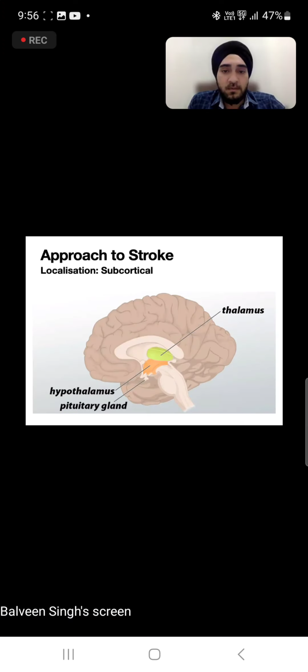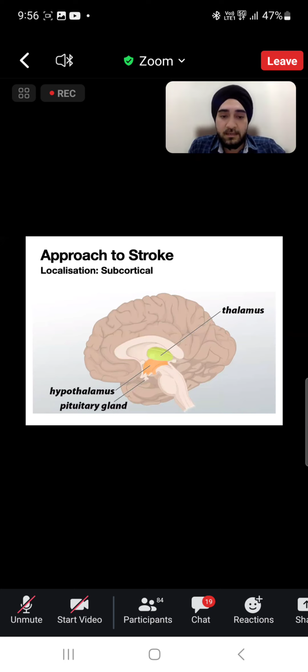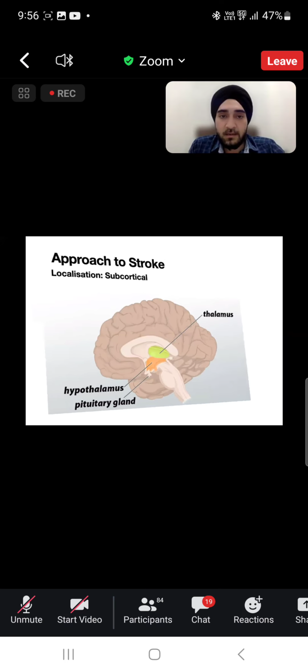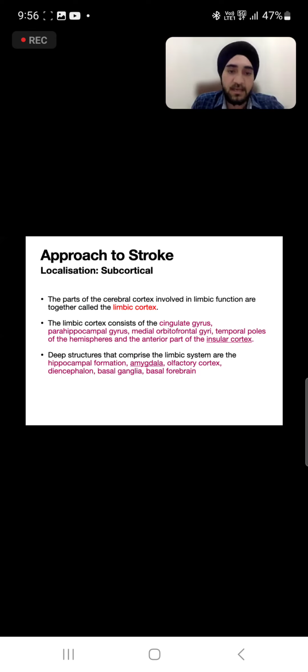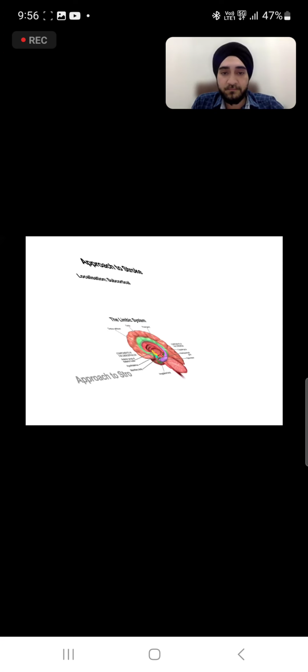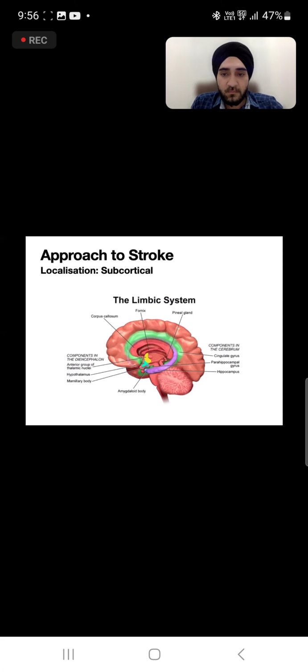So this is how a subcortical diencephalon looks like, along with the pituitary gland. Then I told you that the limbic circuitry is also in the subcortical area. Now, what is the limbic circuitry? Limbic circuitry involves cingulate gyrus, parahippocampal gyrus, medial orbitofrontal, temporal pole, deep structures involve hippocampal, amygdala, olfactory, plus the diencephalon and basal ganglia itself. And don't worry, I'm still going to make it easier for you.